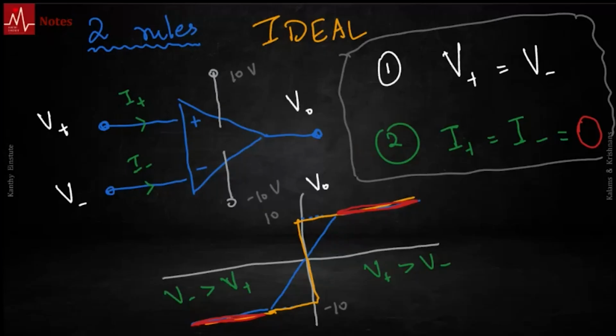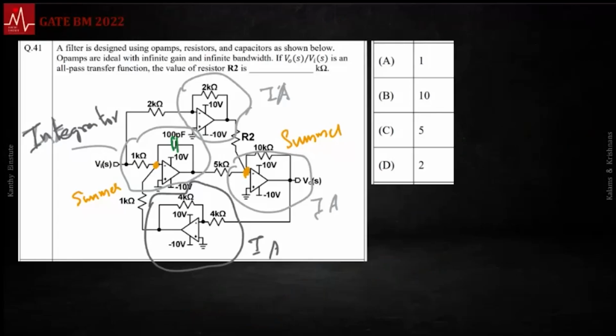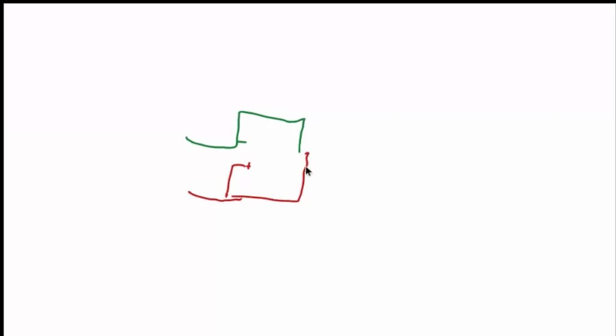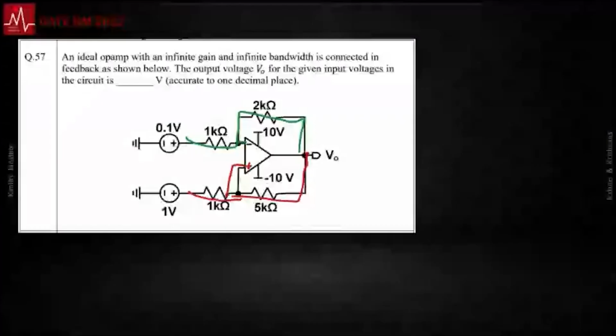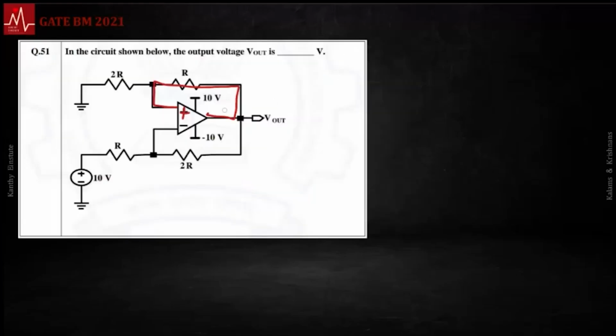So the first year they gave this, there is a positive feedback loop. Whenever there is a positive feedback loop, output will be saturated. So this will be minus 10, right? That's what students wrote. Then in 2021, that's what students wrote. There is a positive feedback loop. Output will be saturated at the negative terminal value. So the answer will be minus 10.